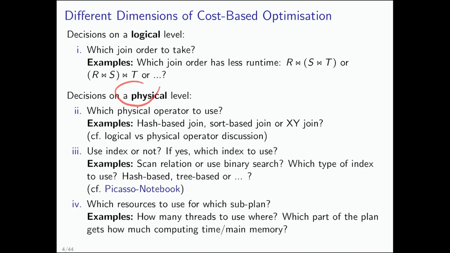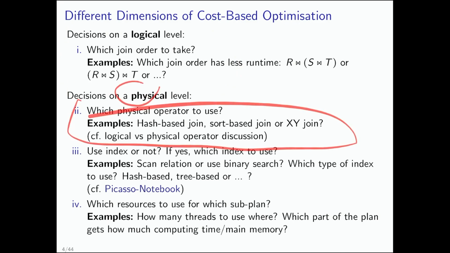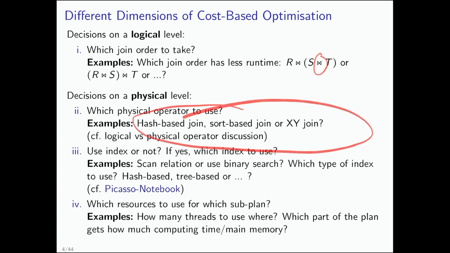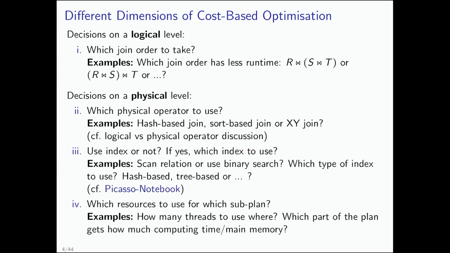There you can make decisions on, okay, which algorithm do I use? Which physical operator do I use for this logical operator? When we introduced physical versus logical operators, I told you that for every logical join operator, there are a couple of algorithms, like these, for instance. There are many more. So which one do you use in your plan to execute this query? That's a decision the optimizer has to make.